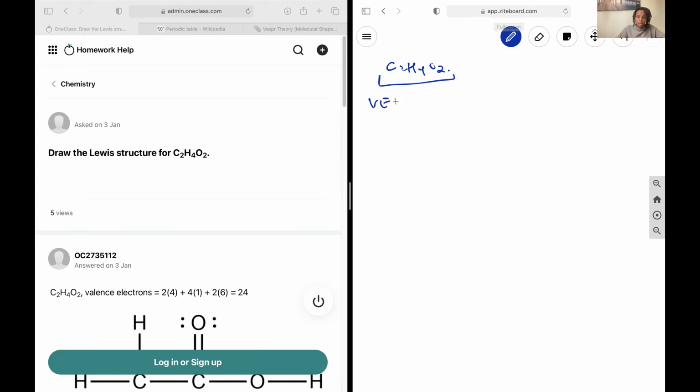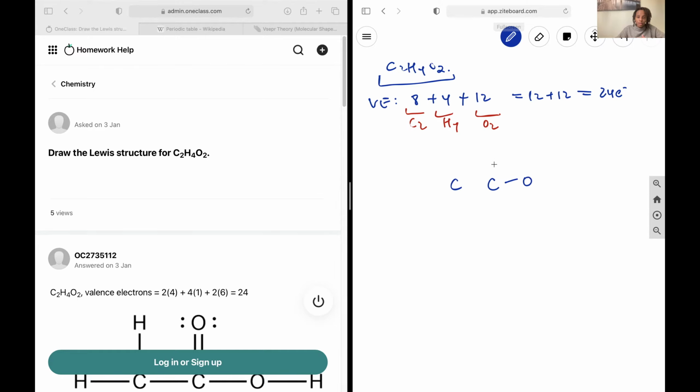If we count the valence electrons, we have 4 by 2 because of the carbon, plus 4 because of the hydrogens, and then plus 12 because of the oxygens. We can just label this C2H4O2. And so this is going to give us 12 plus 12, telling me I have 24 electrons. And so let's put carbon as our central atoms because it can make the most bonds.